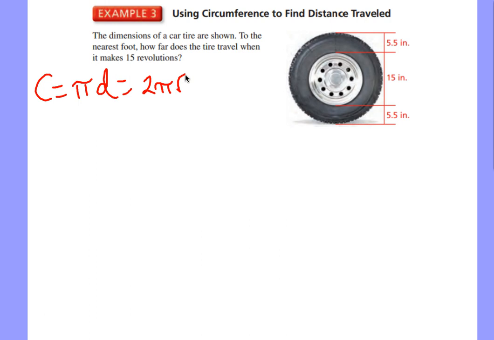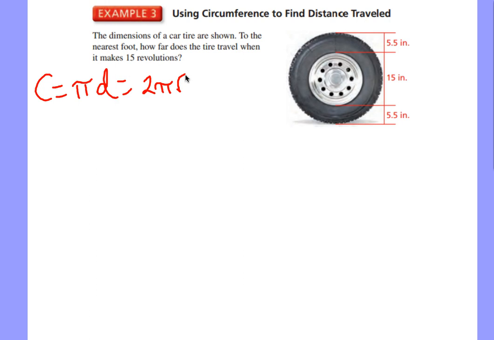The example here says the dimensions of a car tire are shown. To the nearest foot, how far does the tire travel when it makes 15 revolutions? Let's talk about that term revolutions. If you don't know what a revolution is, it's just a complete turn around. If I went all the way around a circle, that is one revolution. So the question is, how far is it traveling when it makes 15 revolutions?